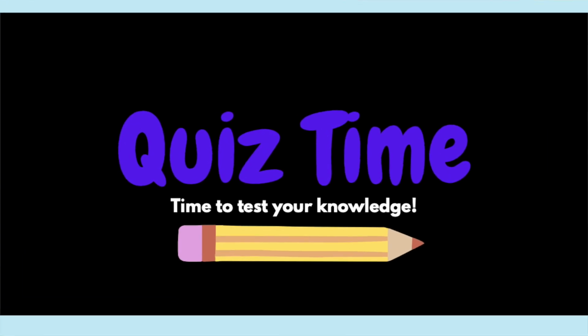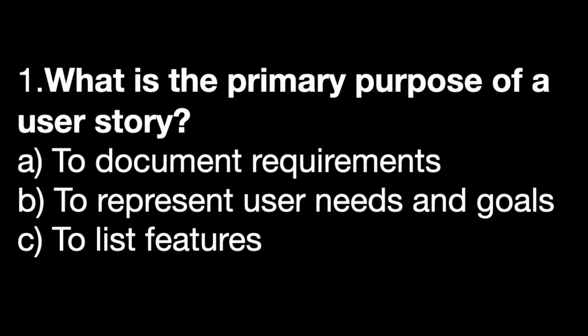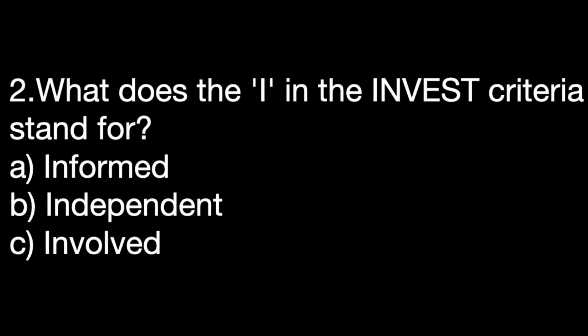Now it is quiz time. Let's test your knowledge with a couple of quiz questions. What is the primary purpose of a user story? To document requirements, to represent user needs and goals, to list features. The next question: what does the I in the INVEST criteria stand for? Informed, independent, involved. I know these are easy questions for you, but I think it will be helpful in refreshing what we have seen so far.